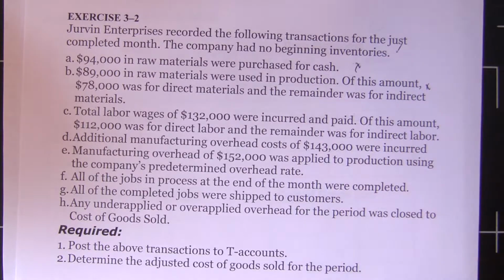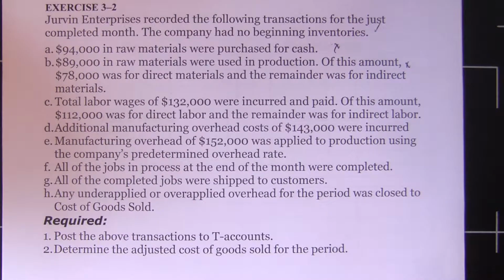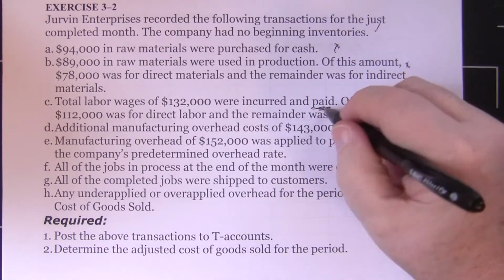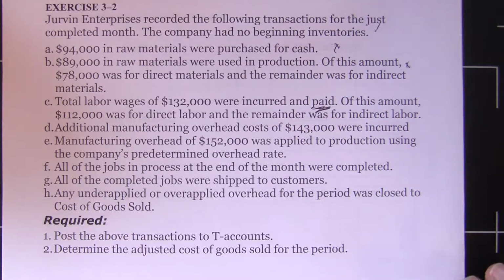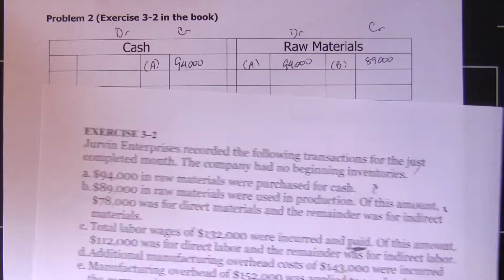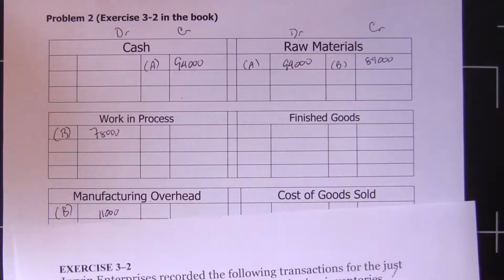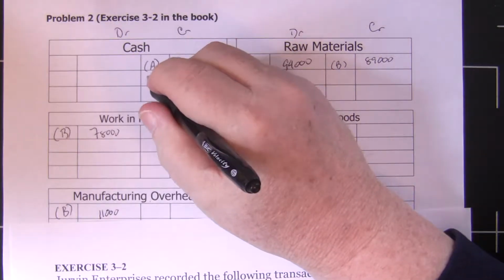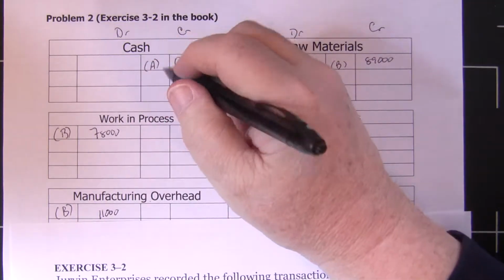Total labor wages of $132,000 were incurred and paid. It means cash went down. Of this amount, $112,000 was for direct labor. The rest was for overhead. So, this is transaction C.